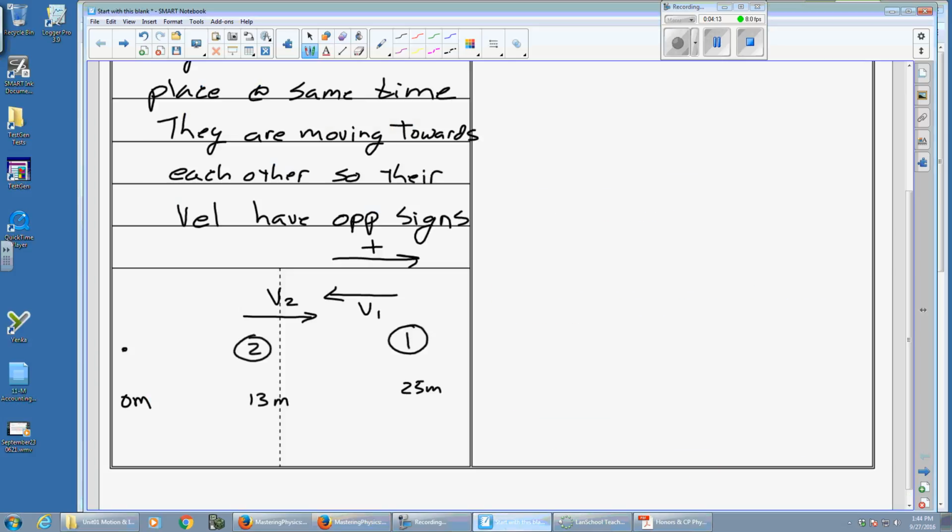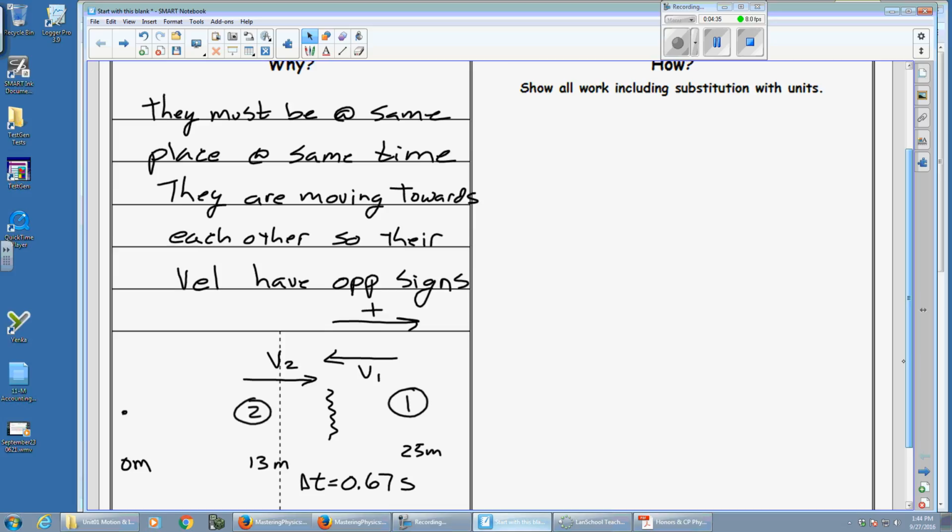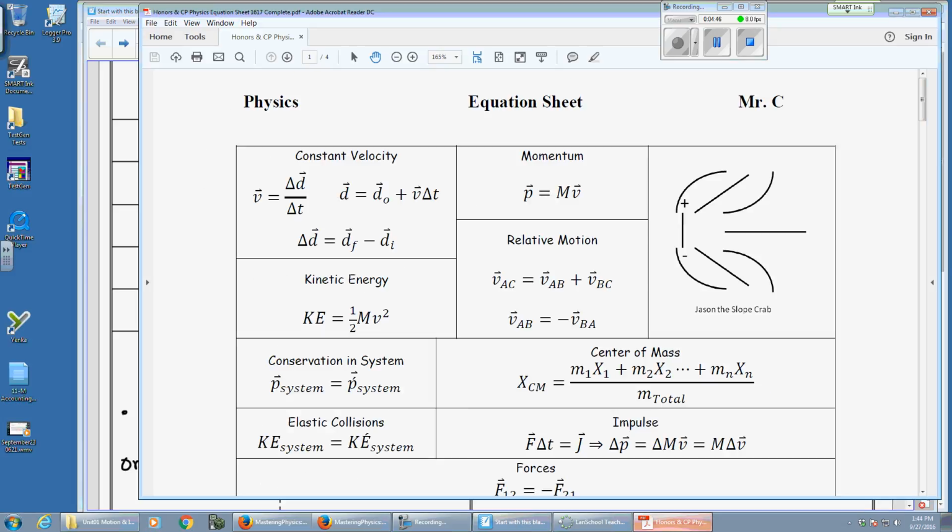And they tell me that they meet somewhere in the middle here at delta time equals 0.67 seconds. Good? Okay. So I know a lot about where they start off, how one of them is moving, and the amount of time. This is where I run over to my equation sheet and say, oh, look, I've got an equation where I end up.